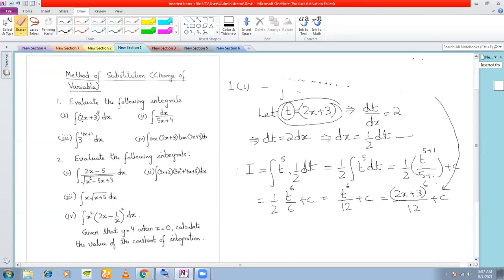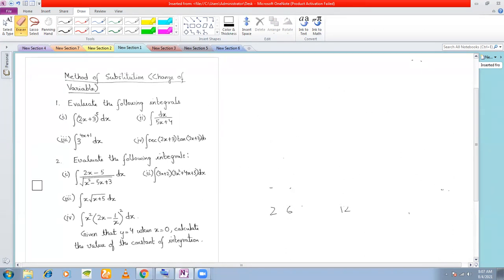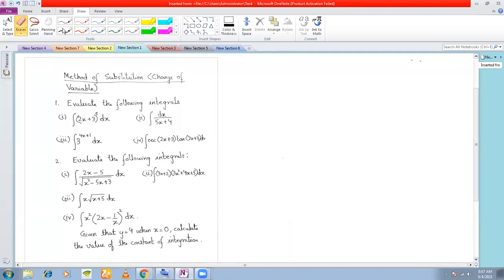Let's see the next one. What should be the answer to the next one? If we can just solve by looking, can you tell me what should be the answer to this one? dx by 5x + 4. Can you tell me?